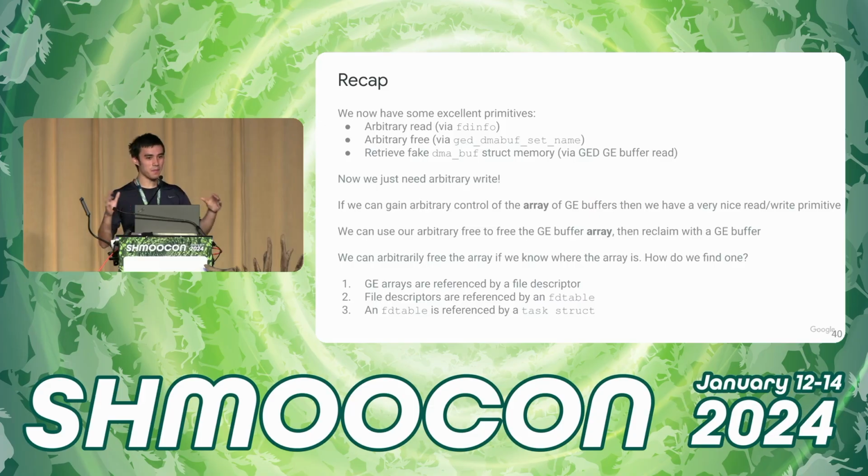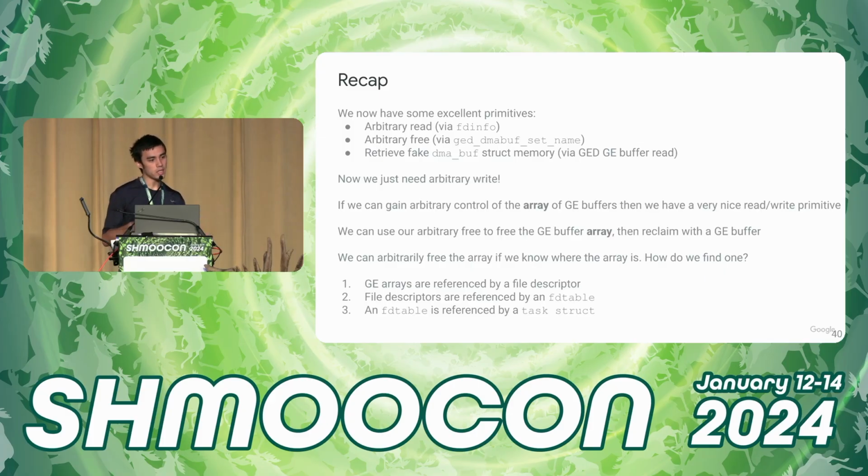If I can type confuse a GE buffer array with the GE buffer itself, I can then set the GE buffer array and the pointers inside to whatever I want. And then this GE buffer points to wherever I want. And because I can read and write it at will, because that's just the feature of GE buffers, I now have a really great arbitrary read-write primitive. We will be able to arbitrarily free this array if we know where the array is. So the next question becomes, how exactly do we find one?